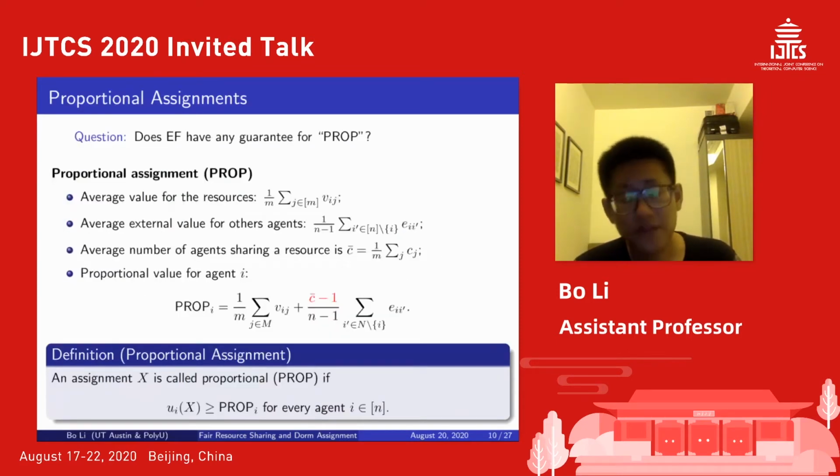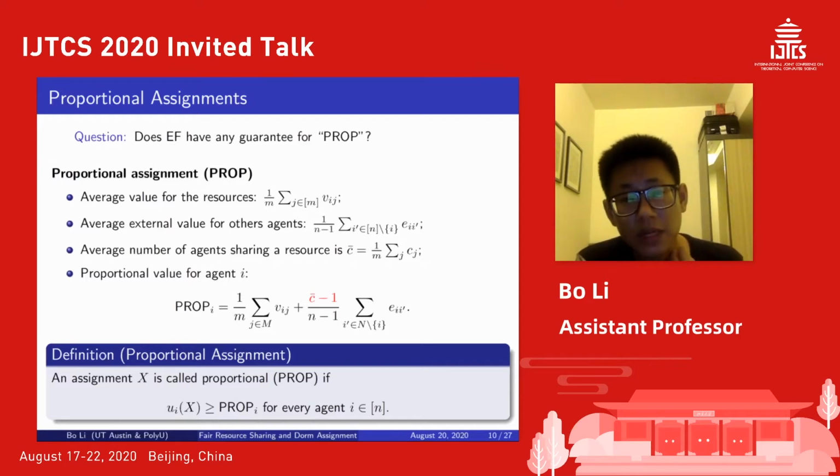Then we want to ask if envy-freeness has any guarantee for proportionality. Because in the classic setting, we know that envy-freeness implies proportionality. So what about when the items are shareable? Let's first define proportionality. Proportionality roughly means the average utility of each agent in the problem. So when the resources are shareable, the average value for the resources should be just 1 over m times each agent's value for all the resources. So for agent i, we sum up her values for all the resources and divide it by m. So this is the average generic value for the resources.